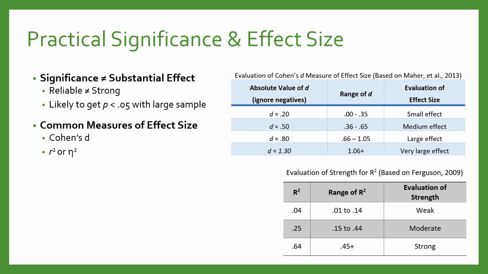R-squared, my personal favorite, or eta-squared, is used when you're examining the relationship between quasi-independent variables and dependent variables. And R-squared can be evaluated with the table that you see here, but it's really evaluated like a percentage. Specifically, R-squared tells you what proportion or percentage of all the differences or variability in your dependent variable is due to or predicted by the quasi-independent variable.